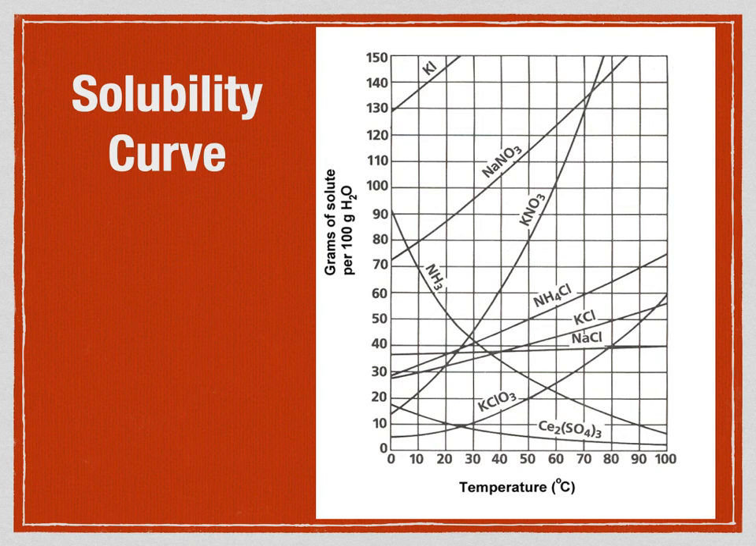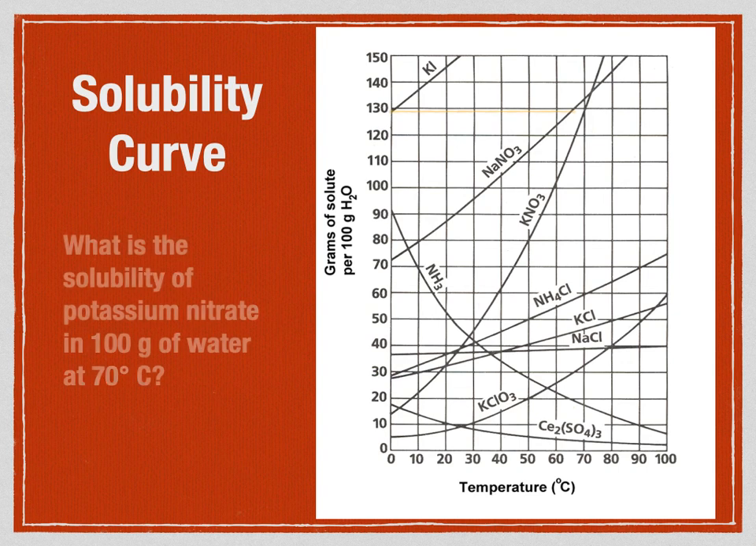in water. So let's look at a couple of questions that you might ask relative to a solubility curve. So here's a question. We said, what is the solubility of potassium nitrate in 100 grams of water at 70 degrees Celsius? So take a second, think about that, pause the video and see if you can't jot down an answer.